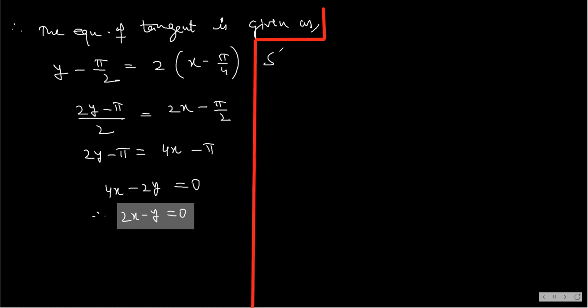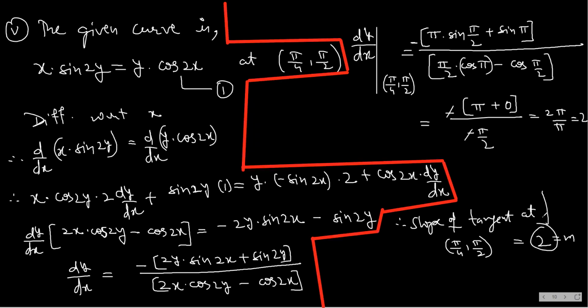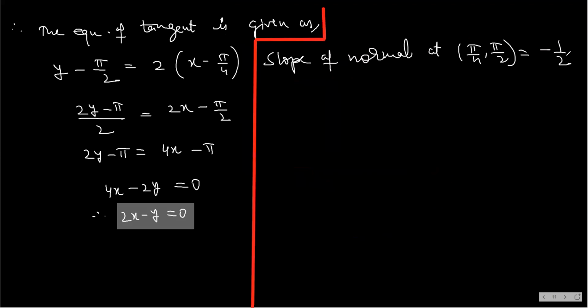I will write slope of normal at (pi by 4, pi by 2) will be negative 1 by 2. Very simple. Whatever slope of tangent you have, its negative reciprocal. That is, you write its reciprocal and also put the negative sign. Okay. So what is it? You will get minus 1 by 2.